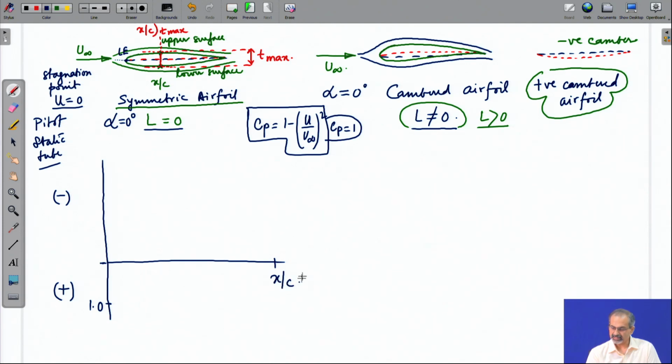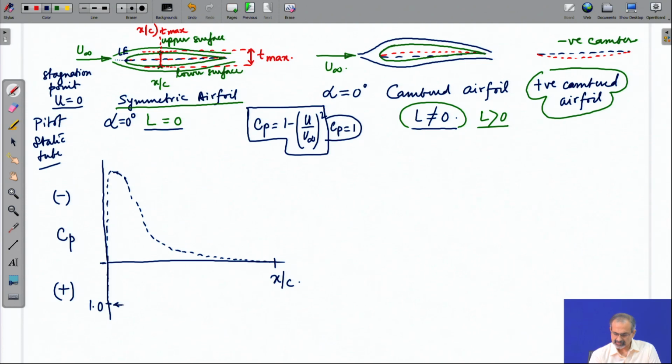This of course gives you the x by c side, and on the y axis we are plotting pressure. So, the leading edge is where Cp equal to 1 is obtained, and then the flow very rapidly expands, or rather accelerates, and then gradually decelerates. The pressure may come down later on as it approaches the trailing edge part of the airfoil.